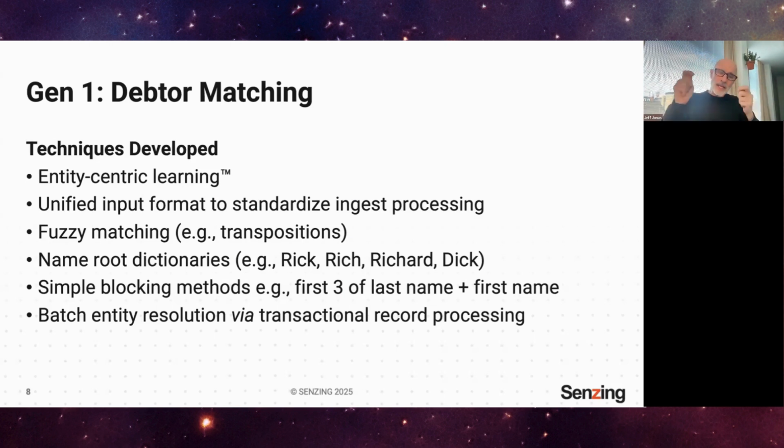There's something called blocking methods. If you want something to scale and you get a new record, you've got to go find some candidates. So we had some simple examples like first three letters of the last name plus the first name. And we didn't know of any other way, but we did batch entity resolution via transactional record processing. So every time a chunk would show up from a hospital with another 50 records in it, we would just incrementally add the 50 records.